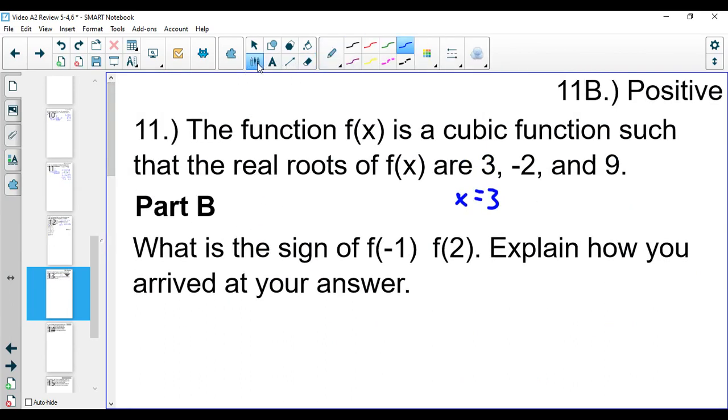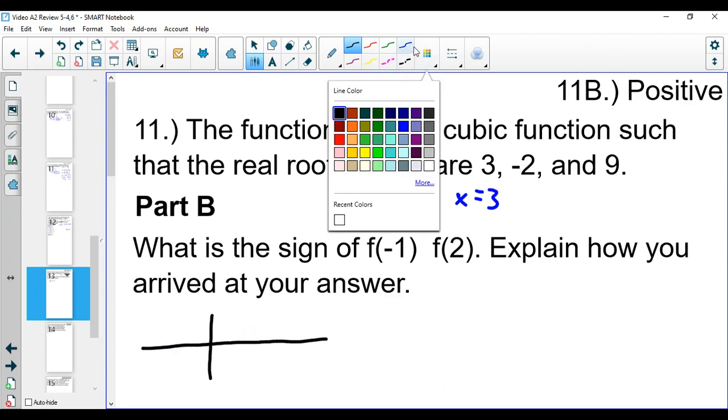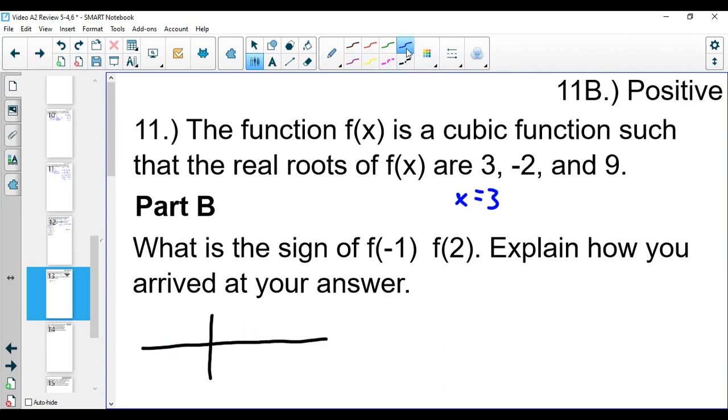What we're going to do here is use the fact that these real roots are on the x-axis, and we're going to draw a makeshift graph here, sort of a sketch of the graph. It's not going to be perfect. So we've got x equals 3, which will be right here maybe. X is negative 2, and then x is 9.